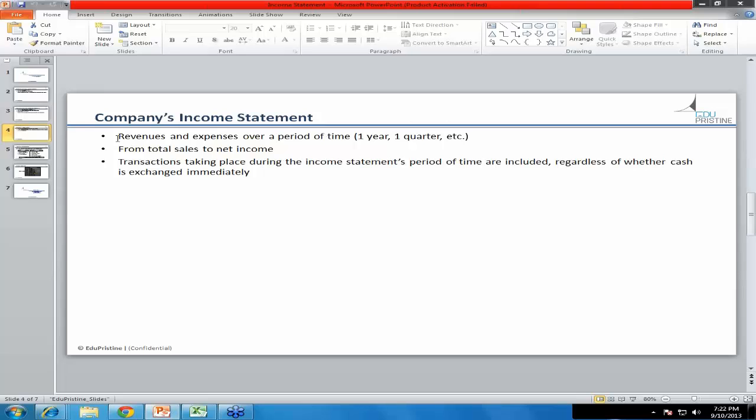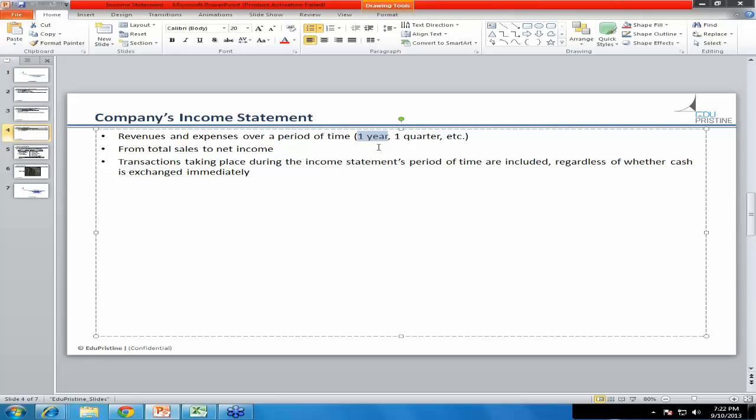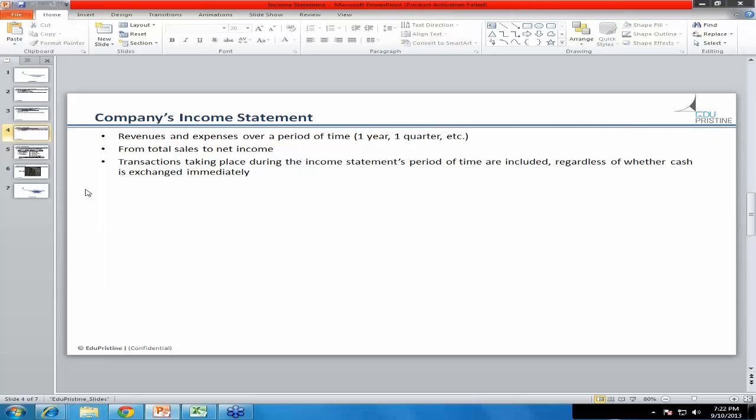We discussed how the revenues and expenses in an income statement are over a period of time. So, for example, the one I said is for the calendar year 2012, which is the timeline of 1 year. But some companies also put out their financial statements for every quarter. And what that means is they will put out a balance sheet, a cash flow statement, and an income statement for that quarter.